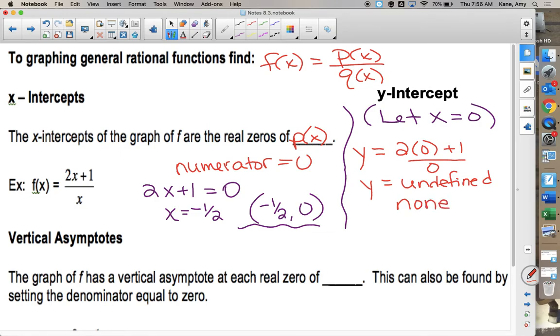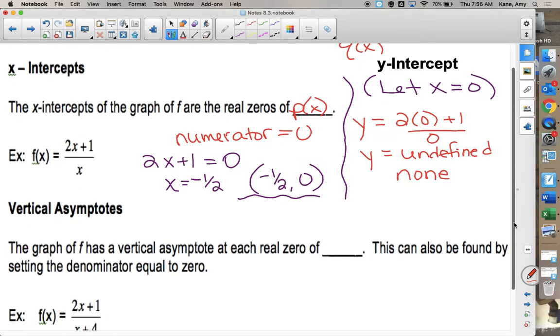Sometimes you might not have it cross the y-axis. It might just skim along the y-axis. So a y-intercept is found by using the whole equation, the whole function, and changing all of the x's to 0. So again, x-intercept: numerator, the top part, setting it equal to 0. Y-intercept: changing all of the x's to become 0. So those are the intercepts.